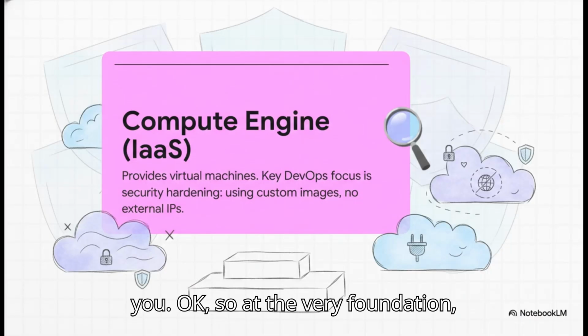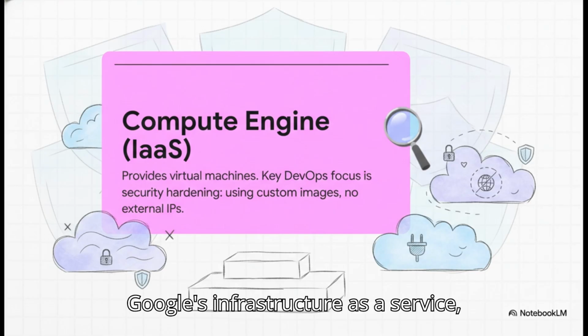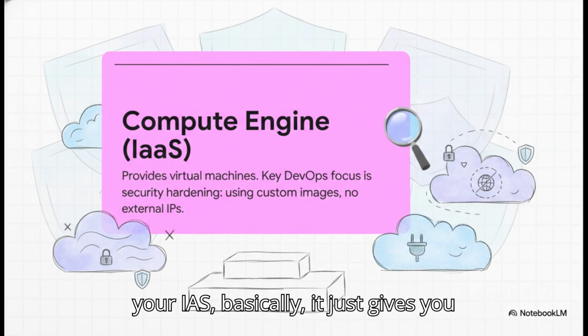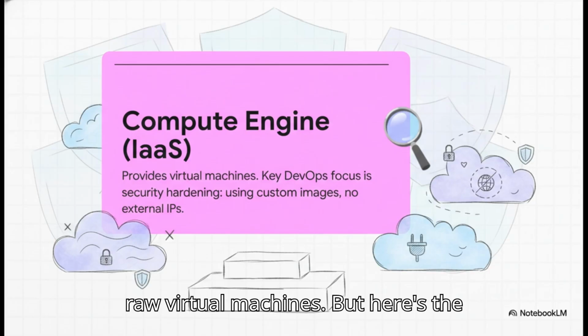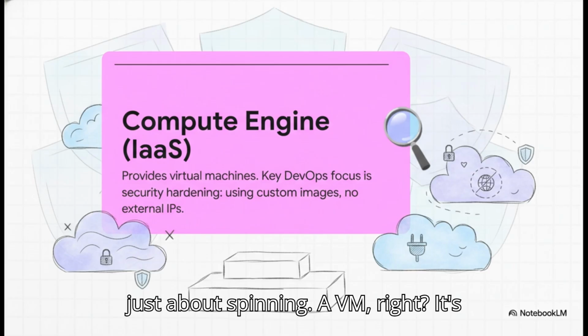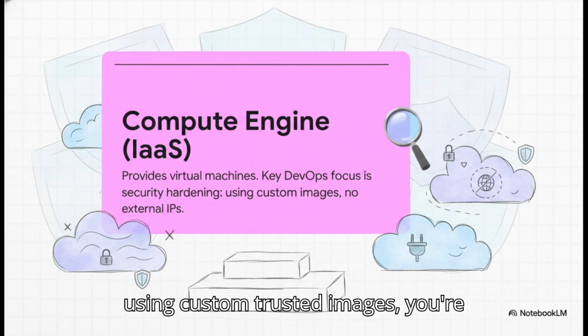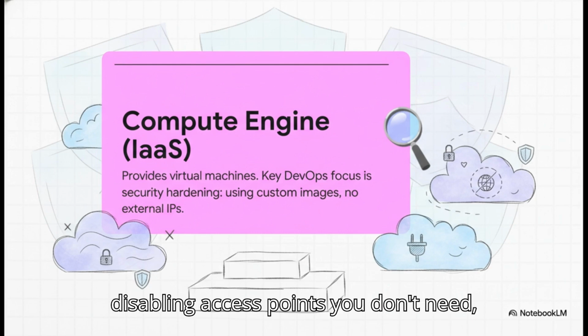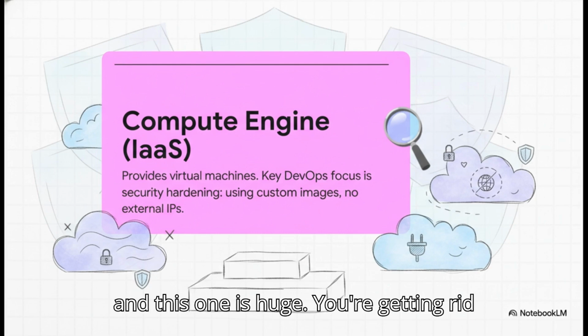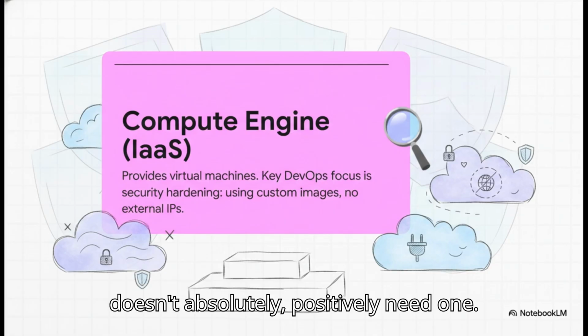Okay, so at the very foundation, you've got Compute Engine. This is Google's infrastructure as a service, your IaaS. Basically, it just gives you raw virtual machines. But here's the thing, for a DevOps pro, the job isn't just about spinning up a VM, right? It's all about hardening it. That means you're using custom, trusted images, you're disabling access points you don't need, and this one is huge, you're getting rid of external IPs on any machine that doesn't absolutely, positively need one.